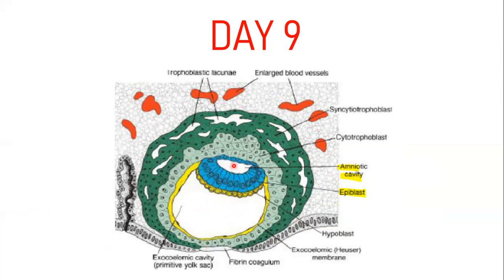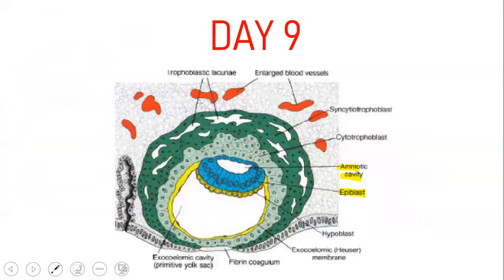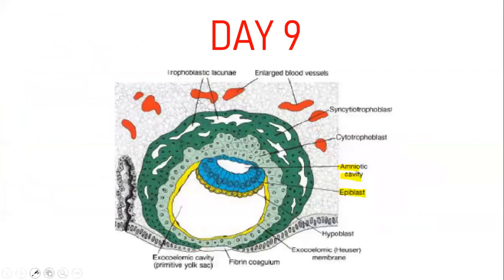So first let us talk about the outer cell, that is the trophoblast. Now, can you make out a difference here? On day 8, the size of the embryo was very small, and the syncytiotrophoblast was distributed in a very small region. Now, can you make out it has extensively grown and is made up of so many spaces? So the very first thing that you must know with respect to day 9 is the lacunar stage.